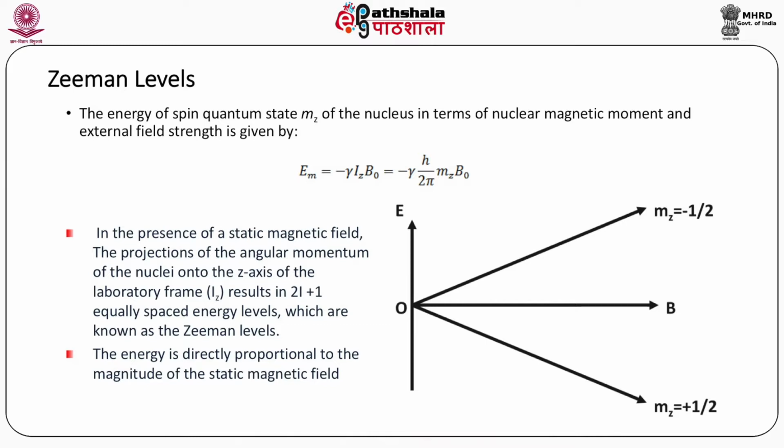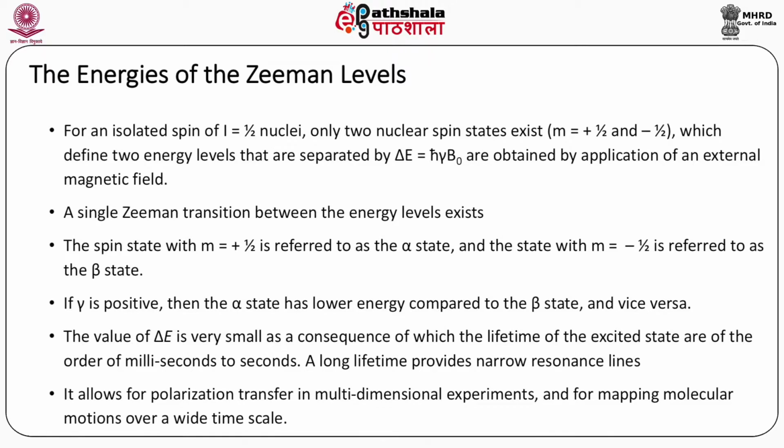In the presence of static magnetic field, the projections of the angular momentum of the nuclei onto the z-axis of the laboratory frame Iz results in 2I plus 1 equally spaced energy levels, which are known as the Zeeman levels. The energy is directly proportional to the magnitude of the static magnetic field. For a spin half nuclei, there are two states, mz is equal to plus half and minus half, and the energy states are shown in the figure.